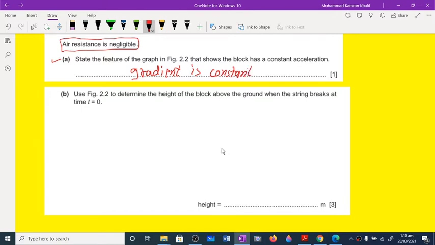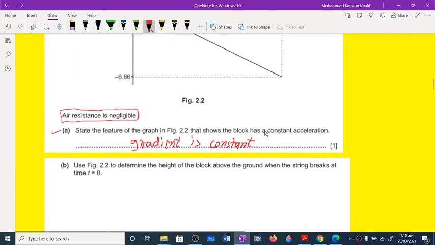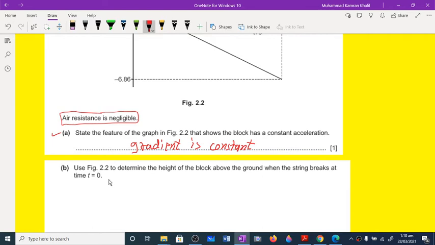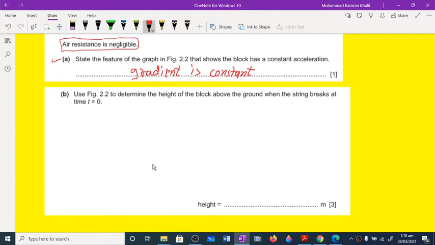So if you will not write down the term constant, you will not get the marks. So you have to write down the constant. Then in the next part, use figure 2.2 to determine the height of the block above the ground when the spring breaks at time t equal to 0.